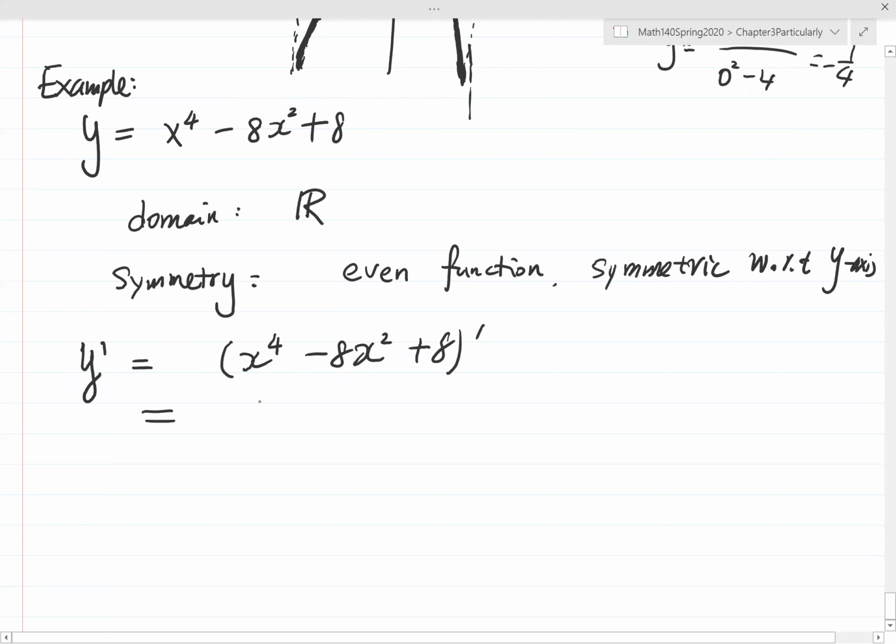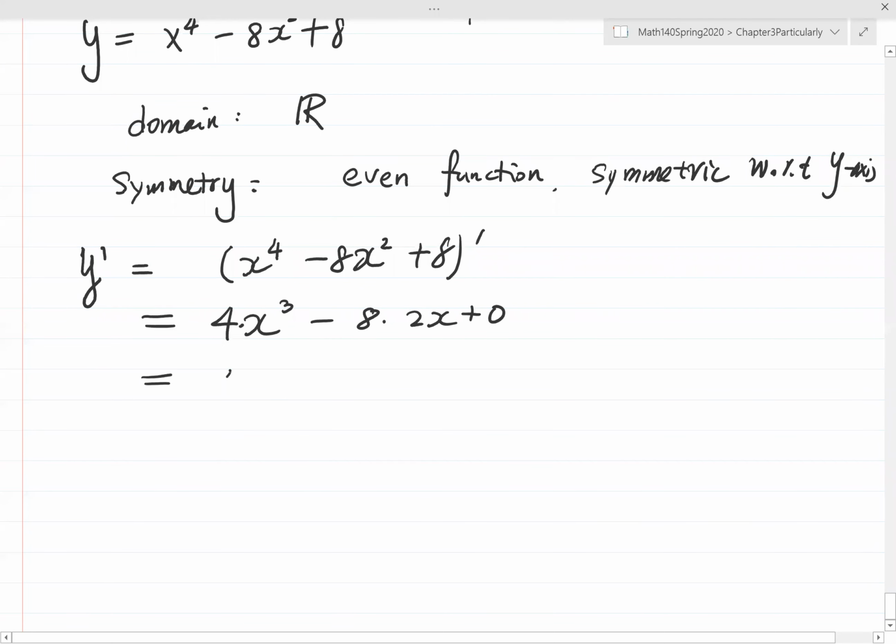Now this will be 4x, this distribute. So x cubed, 4 times power, 4 times 2x plus 0. Constants have 0 derivative. So we get 4x cubed minus 16x. And then we factor. The common factor you see is 4x, x squared minus 4. And then by difference of two perfect squares, we can factor this as x minus 2, x plus 2.